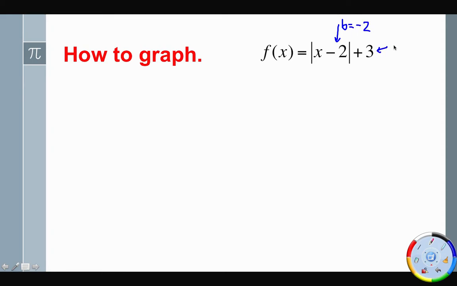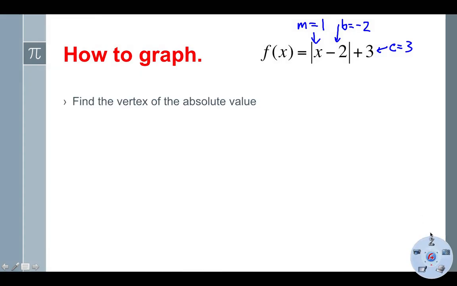I know that c is equal to 3. And I know that m is equal to 1. It's the number in front of the x here. Now, when we go to graph, what we need to do first is find the vertex of the absolute value.